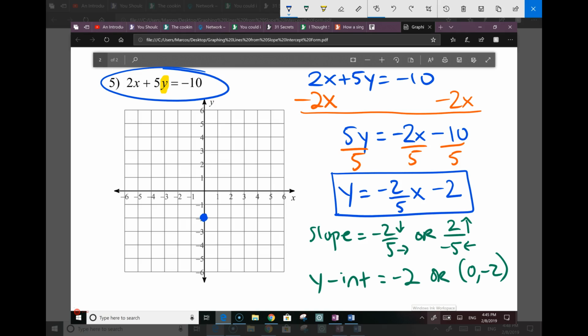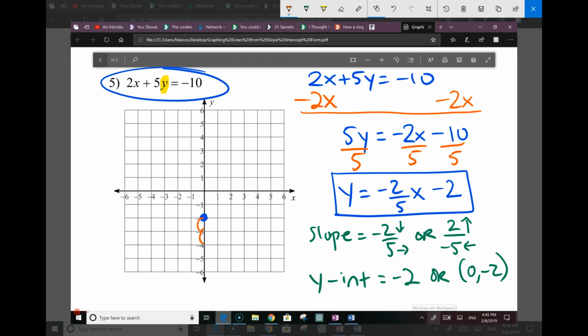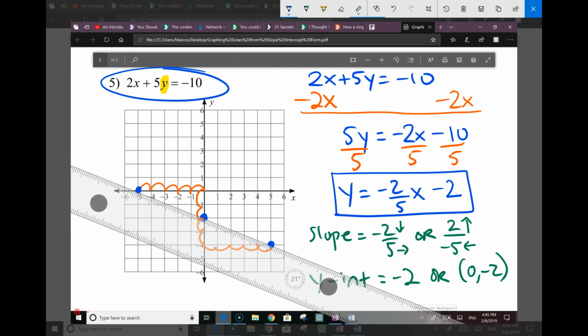Starting with down 2 and right 5. So down 2, 1, 2, and right 5. 1, 2, 3, 4, 5. That puts me right here. And if I go the other way, which is up 2 times and left 5 times, then what I get is 1, 2, 1, 2, 3, 4, 5, and then I can put my other point there. And you can see that these 3 points are indeed lined up, and again, they are supposed to be if I did everything correctly.